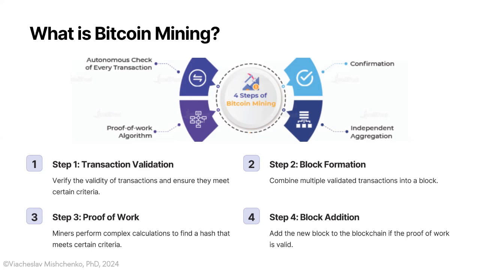The third component is what we call transaction aggregation. Once a miner successfully solves the puzzle, they get to aggregate or bundle multiple validated transactions into a single block. This is really crucial for the system's efficiency. And finally, we have the confirmation step, where the network reaches consensus on the validity of the new block. Only after this confirmation does the block become a permanent part of the blockchain. I think the beauty of this system is that it's completely autonomous. No human intervention is required once the rules are set in place.